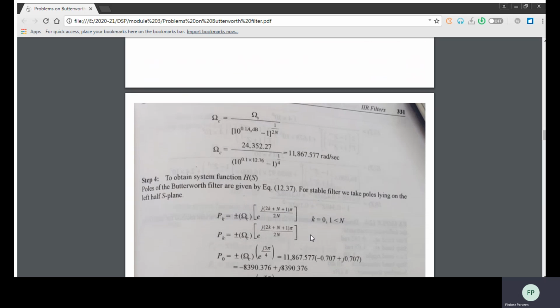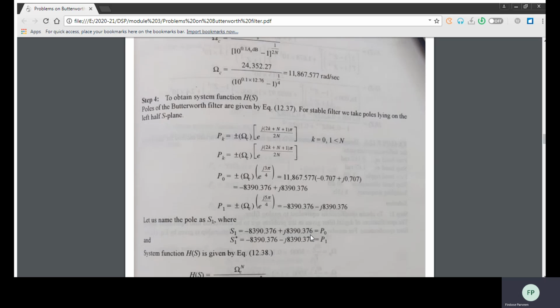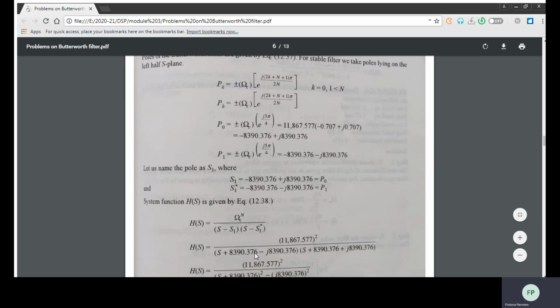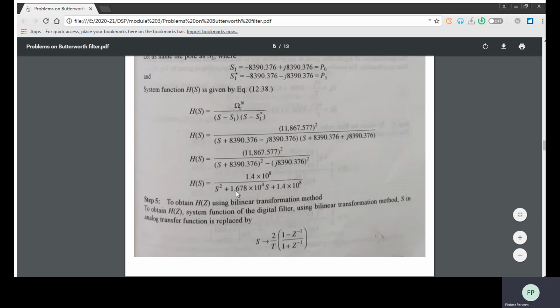So to obtain the system function H of s, we know H of s is equal to omega c to the power of n divided by (s minus s1) into (s minus s1 conjugate). So pk is equal to plus or minus omega c formula. Substitute in this formula, k is equal to 0, 1, which is less than n, and n is 2 here. So we'll be having p0 and p1. So p0 will be your s1 and p1 will be your s1 conjugate. Substitute for omega c and s1 and s1 conjugate. So you'll be getting it in the form of this value.